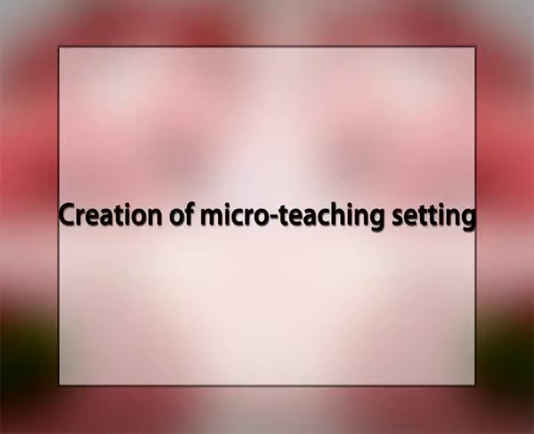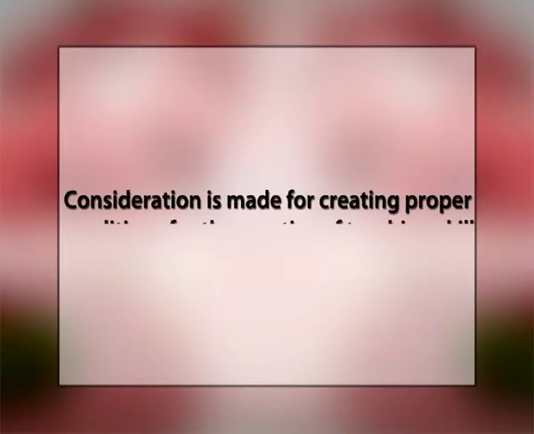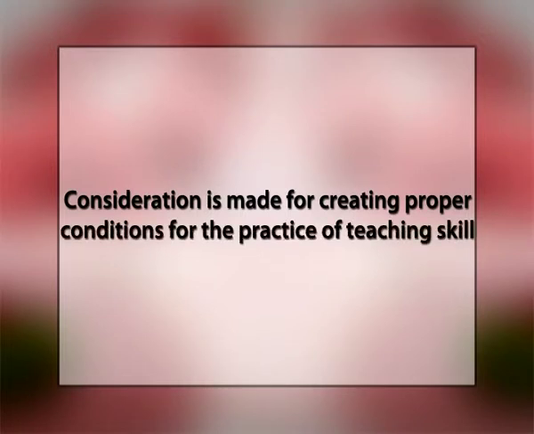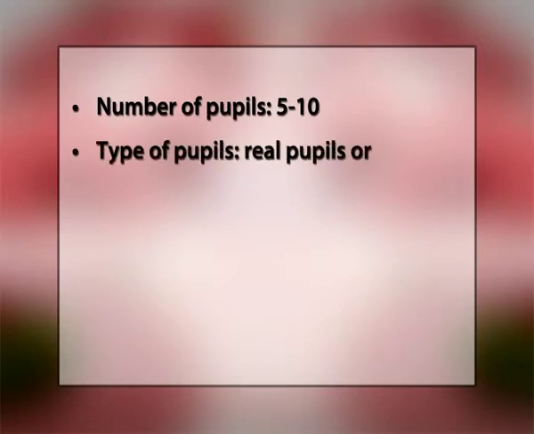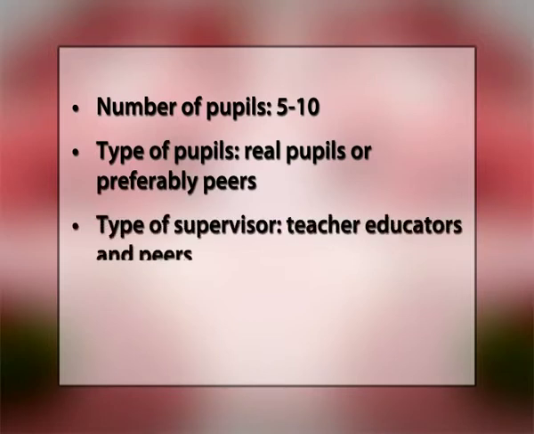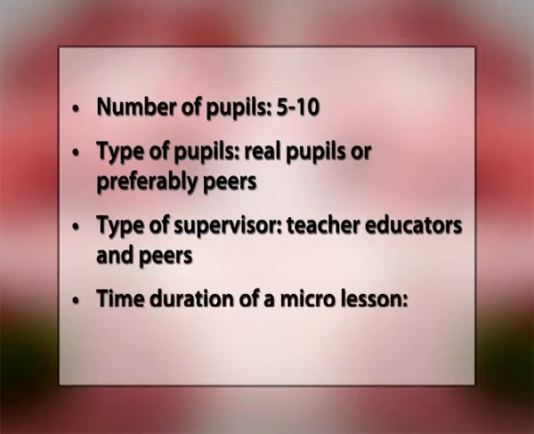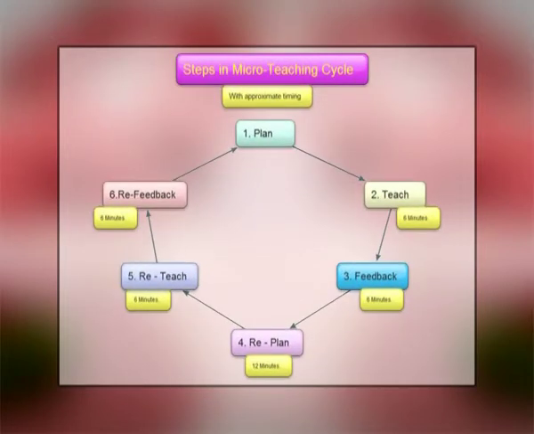Then, creation of micro teaching setting. Under this step, consideration is made for creating proper conditions for the practice of teaching skill. In the Indian model of micro teaching, the setting for a micro class is: number of pupils 5 to 10, type of pupils real pupils or preferably peers, type of supervisor teacher educator and peers. Time duration of a micro lesson 6 minutes, time duration of a micro teaching cycle 36 minutes.